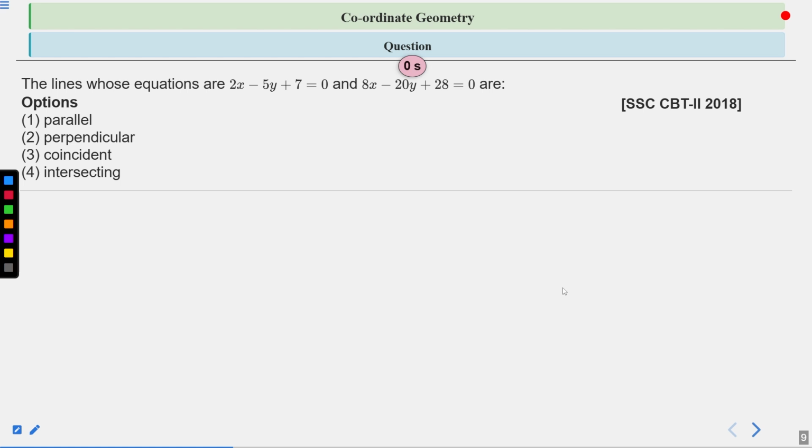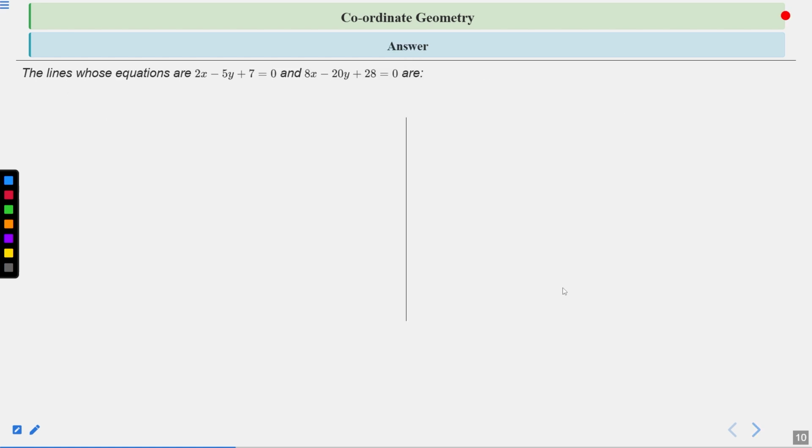Now time's up. Let's see the solution of this question. The line equations are given, and there are four options, so we can check it. The correct answer of this question is the first one, which is parallel. Now see the condition. See the detailed solution using concept 17.16 in this question.